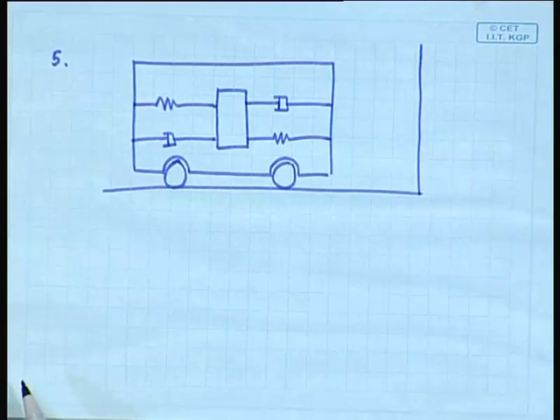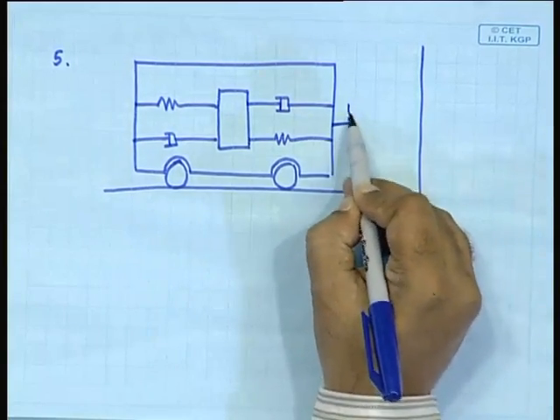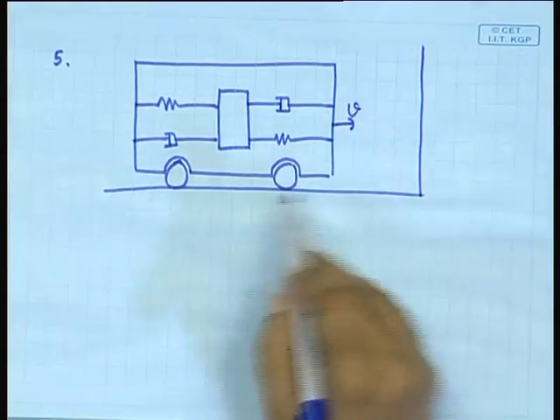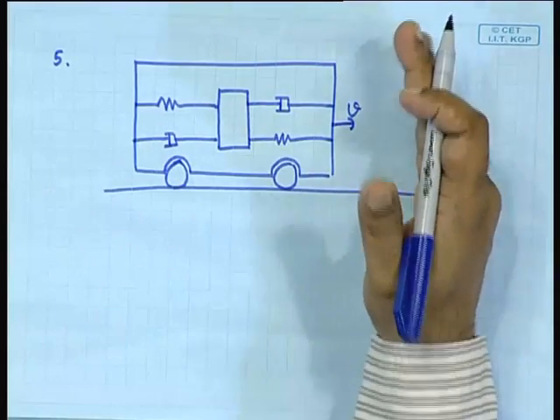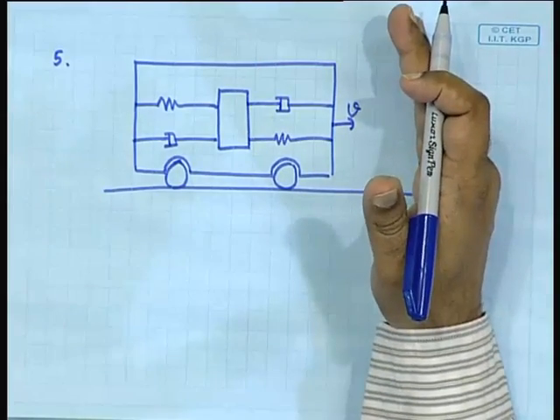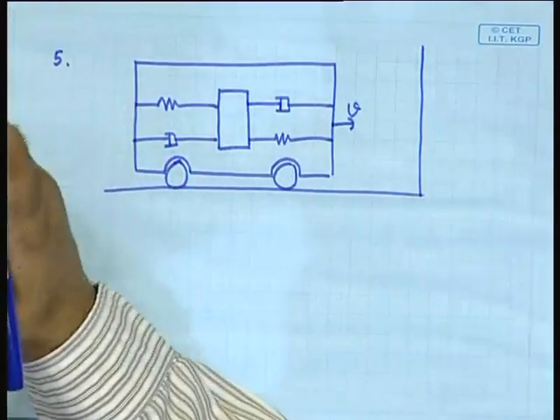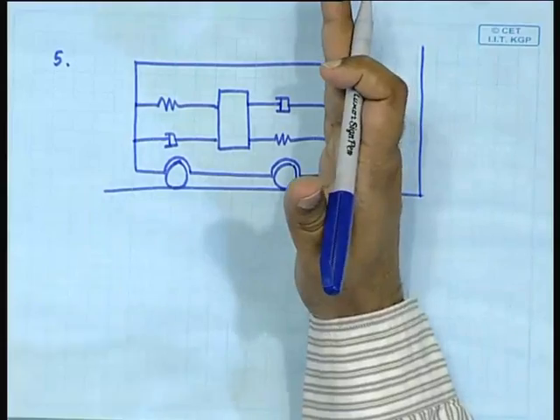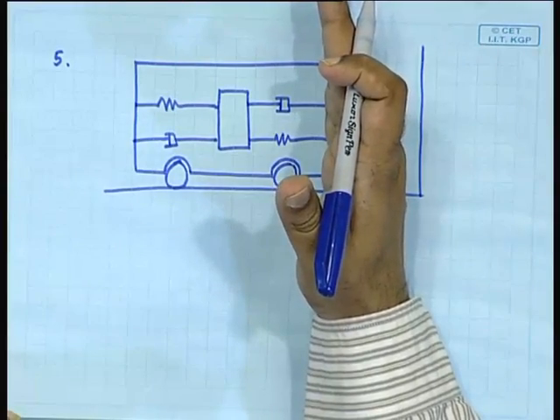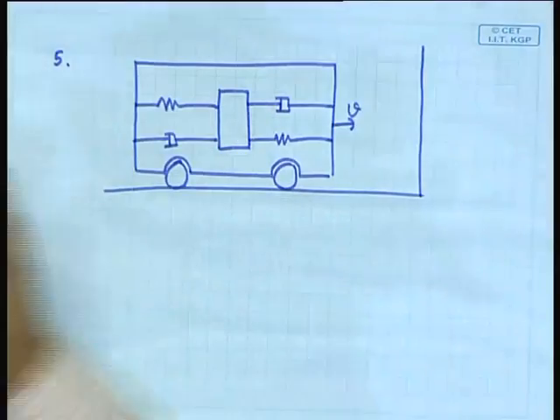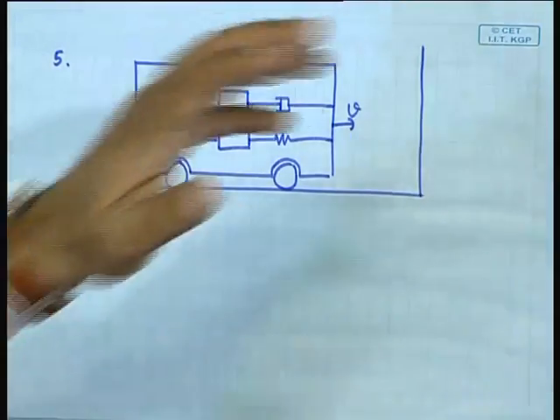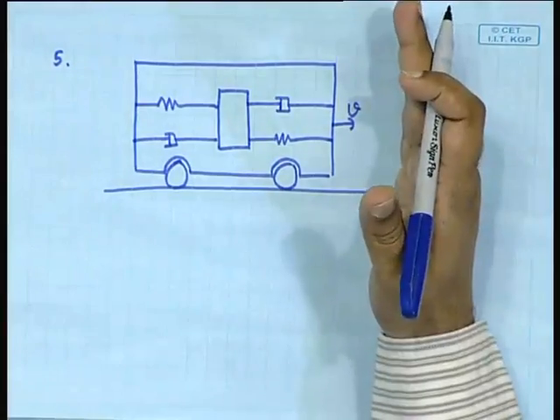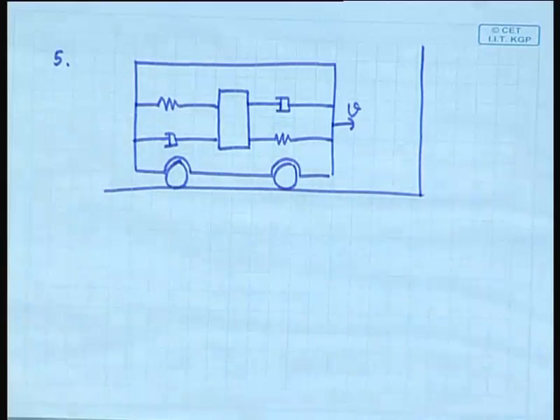The car meets with an accident and it was moving with a velocity v when it hit the wall. Immediately it comes to a stop, right. The whole thing was moving with a velocity v and immediately it comes to a stop. Assume that there is no recoil, that means the car itself does not go back, it stops. Then what will be the motion of this mass?